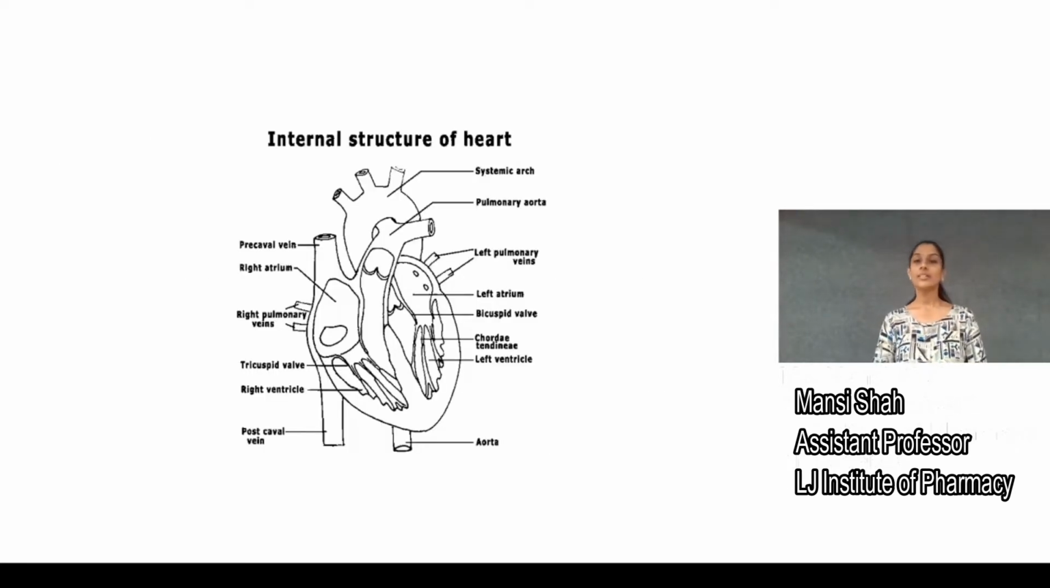This is the internal structure of heart which consists of caval vein, right atrium, left pulmonary veins, pulmonary aorta, systemic arch, tricuspid valves, bicuspid valves, right... Then post caval vein, aorta.